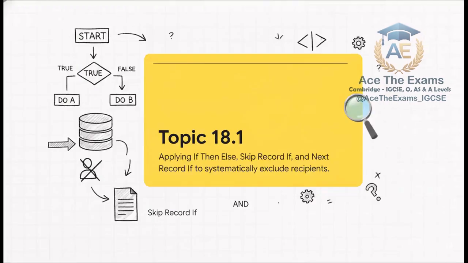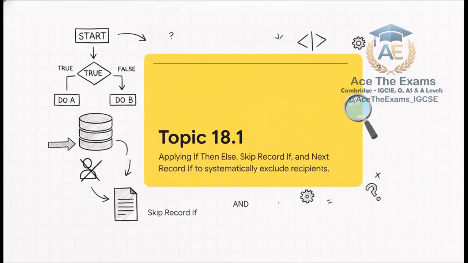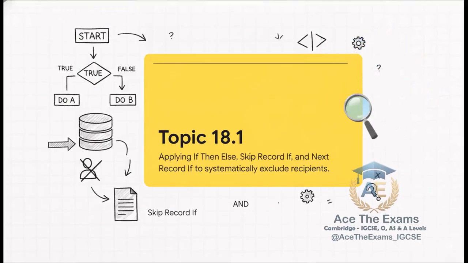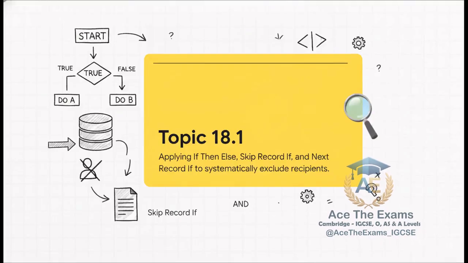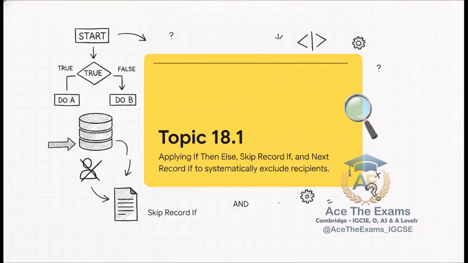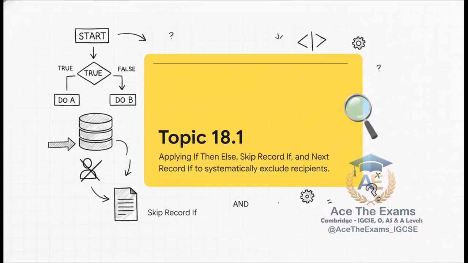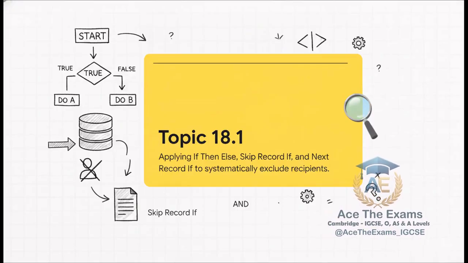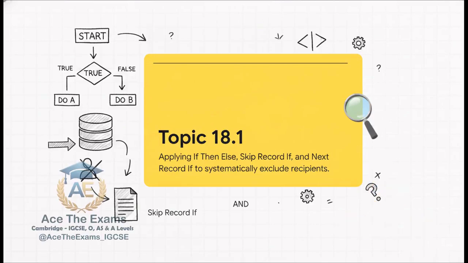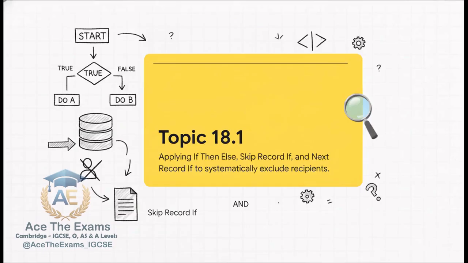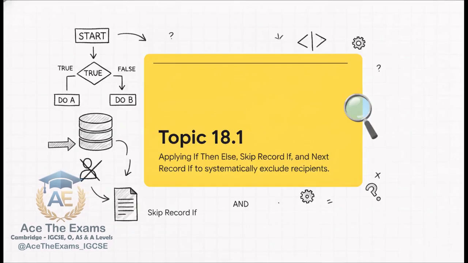So, what exactly are these spells we need to master? Well, topic 18.1 focuses entirely on conditional fields. By definition, this is the precise, calculated application of three very specific commands: if then else, skip record if, and next record if. Now, I want you to stop thinking of these as just boring buttons you click in a database or some mail merge software. They aren't. They are logical arguments used to systematically process and exclude data recipients.